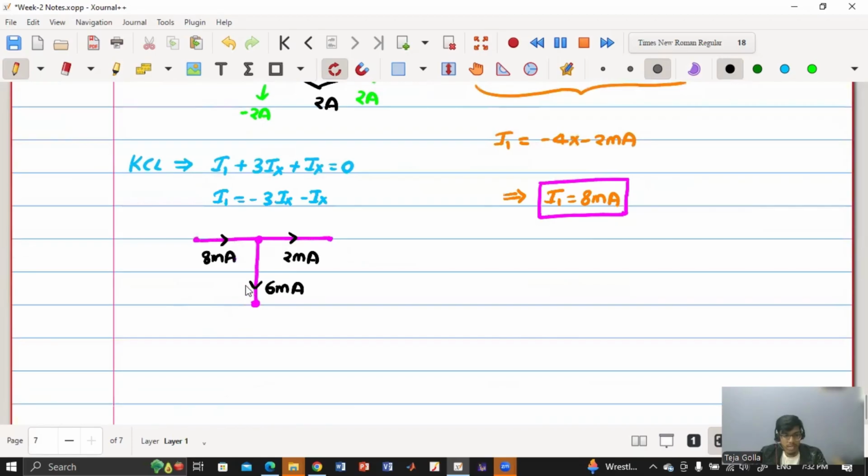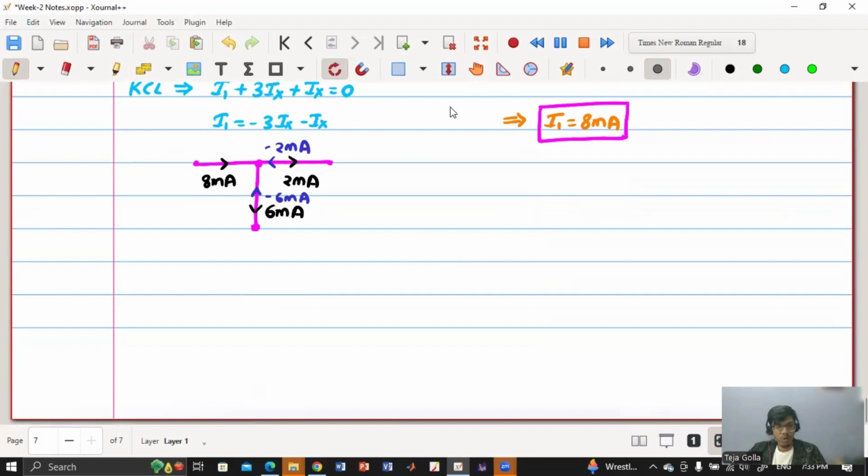So this is 8, this is 6, and this is 2. This is the actual current direction, which can also be written as minus 6 milliamperes upwards, or minus 2 milliamperes in this direction. Both are same with a negative sign. So is this clear? Whoever has asked, Kunal Chaudhary, did you understand this question?